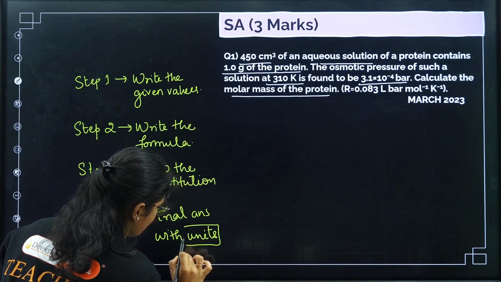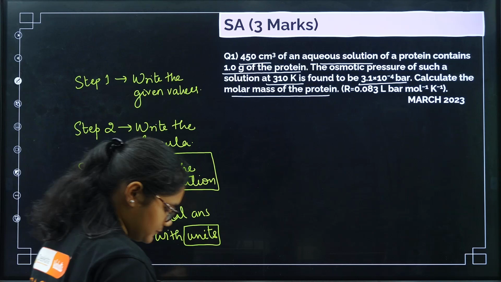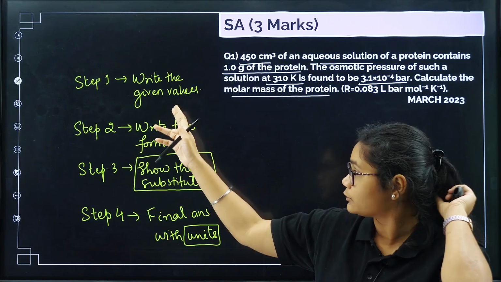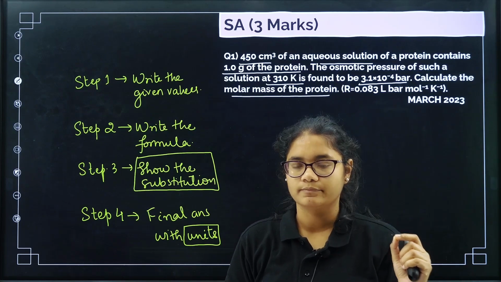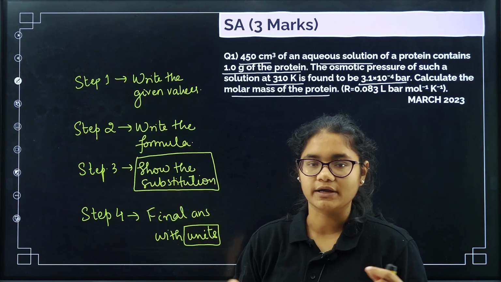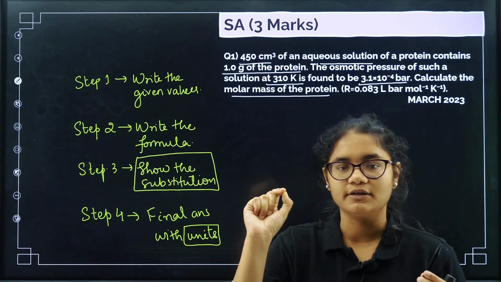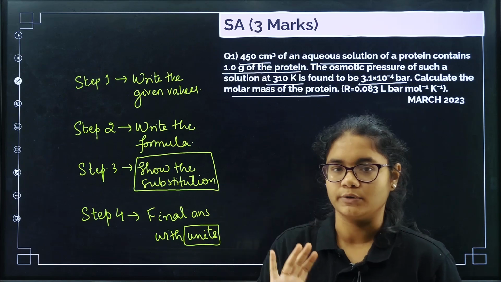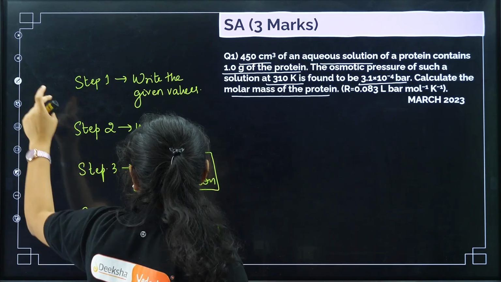This is very important. 4 pillars you need to write. First thing, write down all the given values that you read in the question. Second, whichever is the required formula, note it down. Third, show the substitution. You cannot just write the formula and then write the direct answer. You need to substitute the values correctly. Then you have to write the final answer with the units. Now let us solve this question in this format.